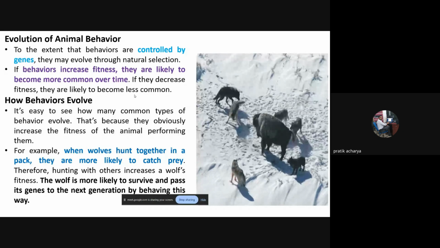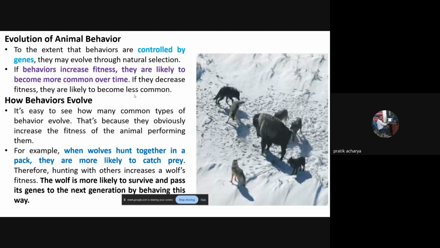Why? Because to increase fitness. So here is another important question for us: what is fitness? If we recall the previous part, fitness means reproductive success. If an organism is surviving and reproducing, then we can call it fit. So for that fitness purpose, the behavior of the organism or animal improves time by time.